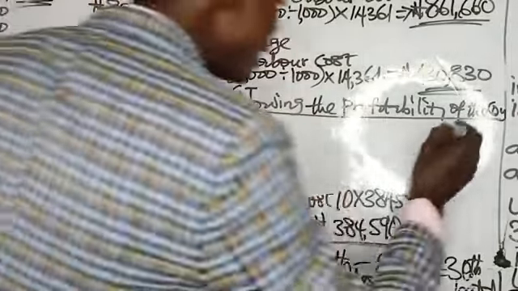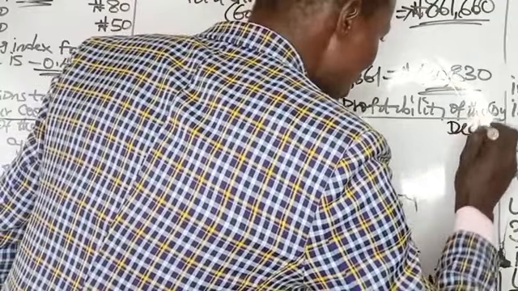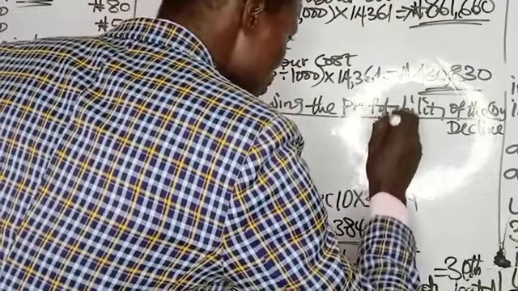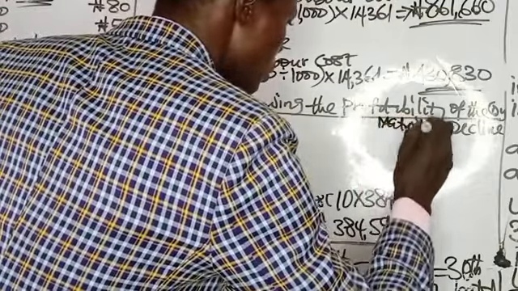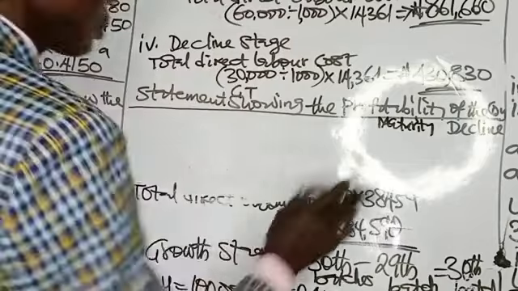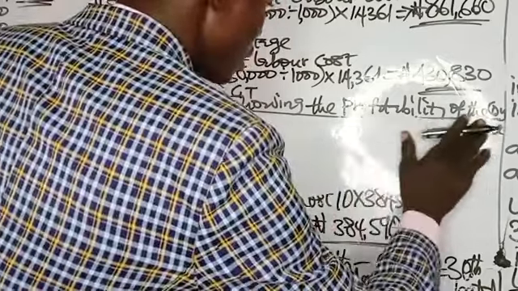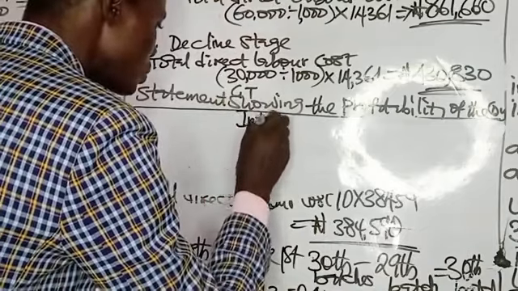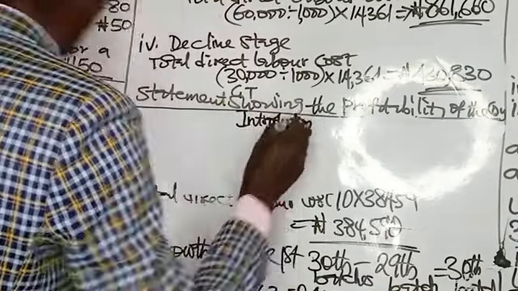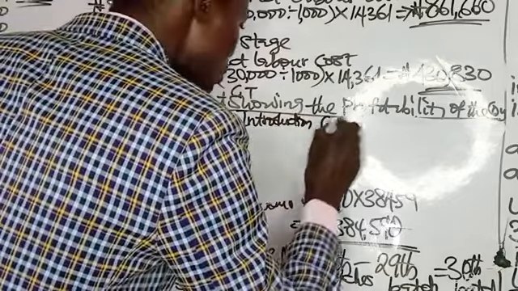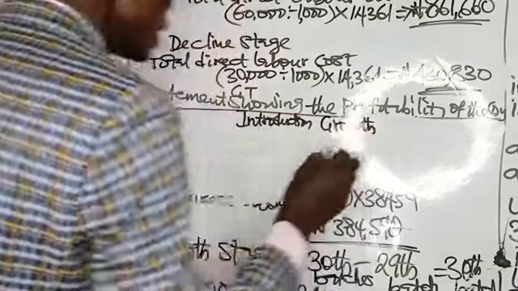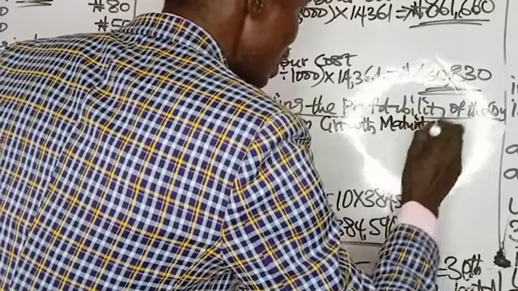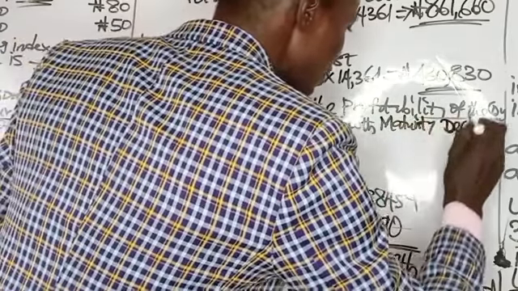So there are 4 stages. We have the decline stage, we have the maturity stage. The first stage is introduction. The second stage is growth stage. The third stage is maturity. And the fourth stage is decline stage.